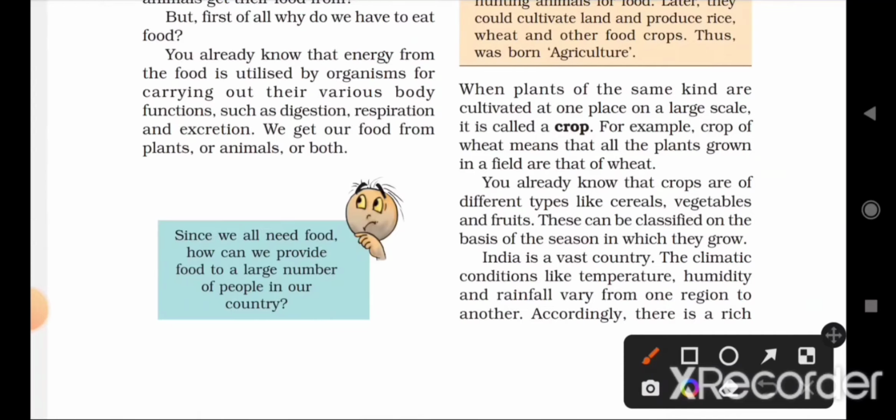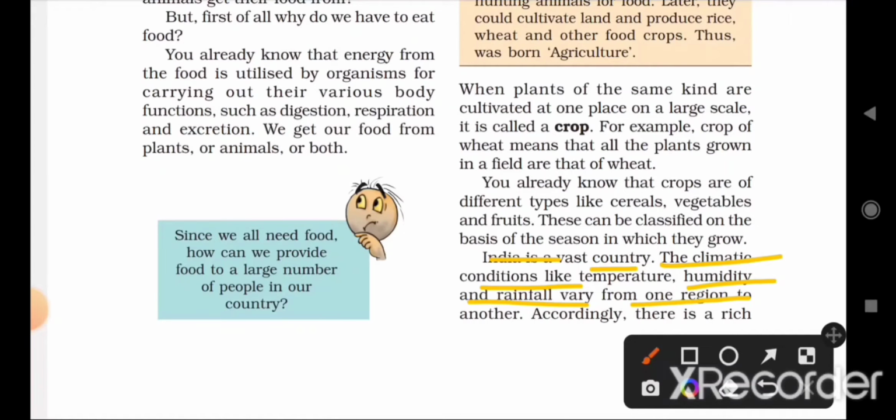India is a vast country. Vast means what? A variety country means we can see different colors, different languages, different humidity, different temperature, different traditional methods, and different cultures. So that is called India is a vast country. The climatic conditions like temperature, humidity, and rainfall vary from one region to another.